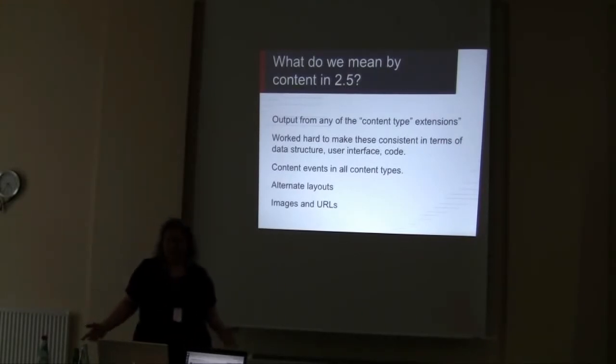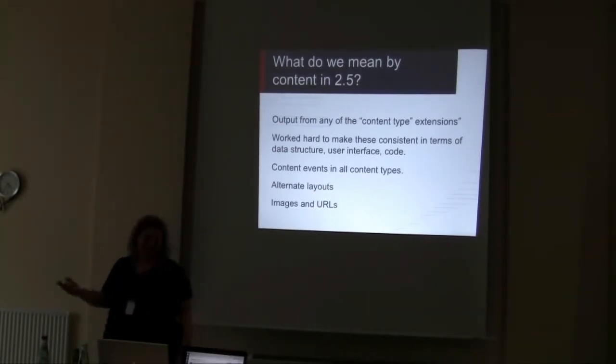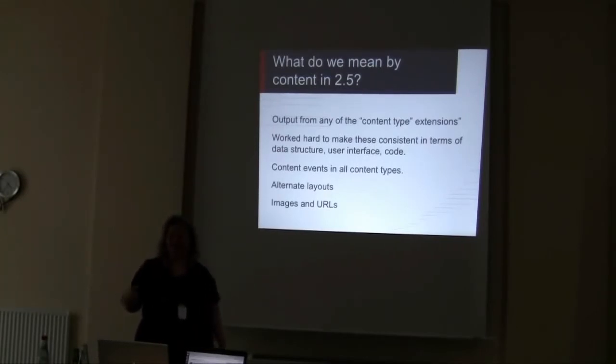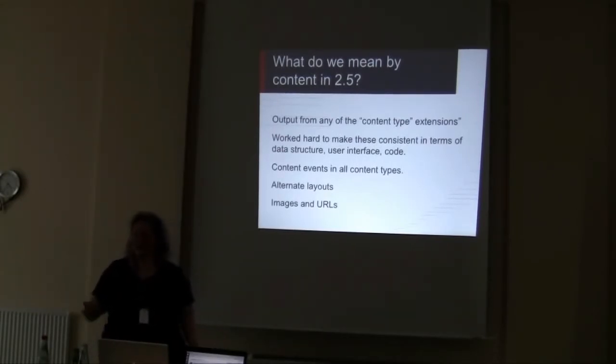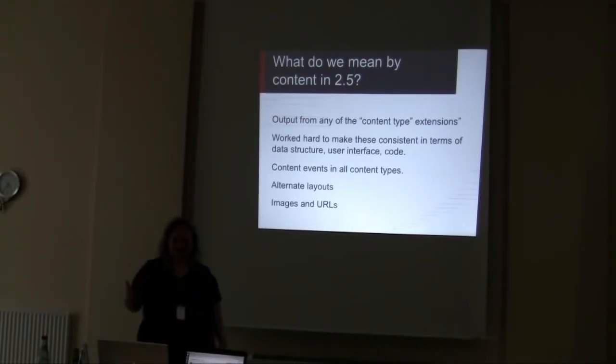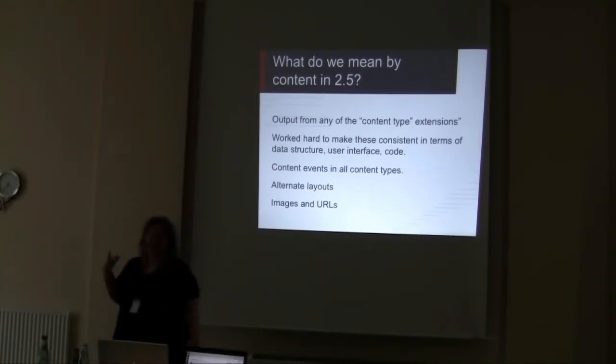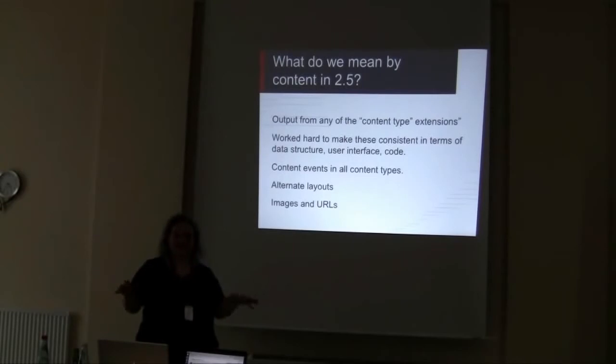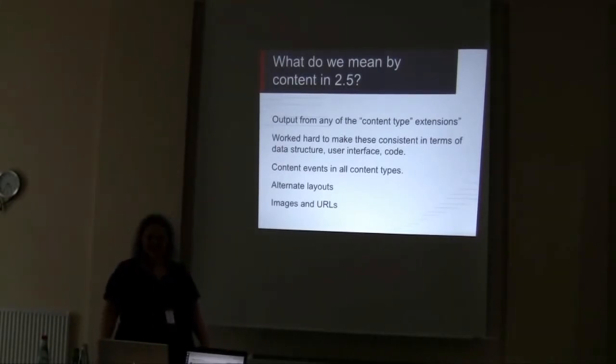So we have alternative layouts. In 1.5, as we all know, you could have a template override, but it was all or nothing. So if you had a template and you put an override in there, you changed it everywhere, and that was it. And in 2.5, we said you can have alternative layouts. You could have articles laid out in different ways, depending on the use case for that particular article. So it made the output, the rendered page, potentially much more flexible, much more interesting.